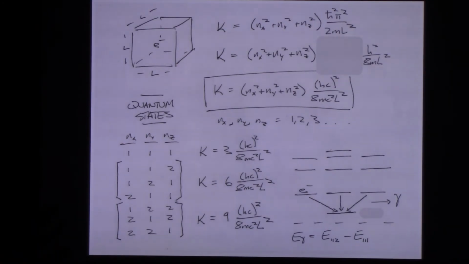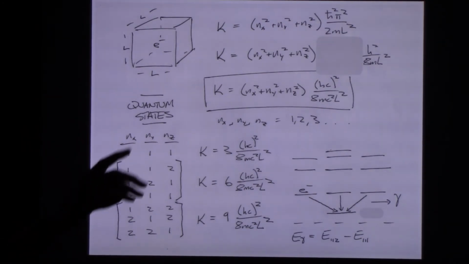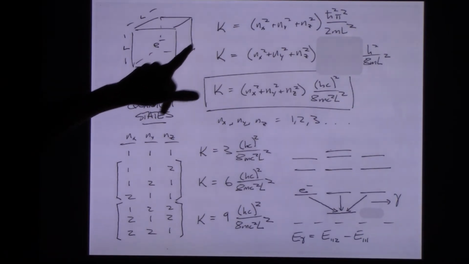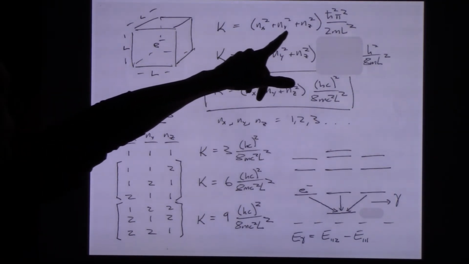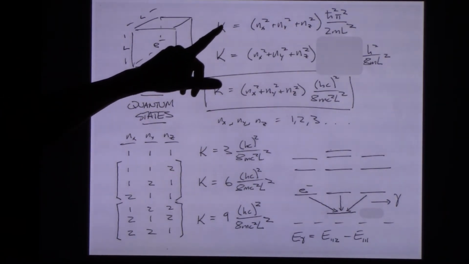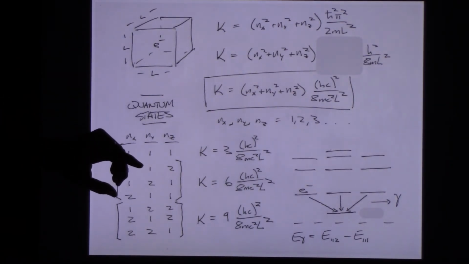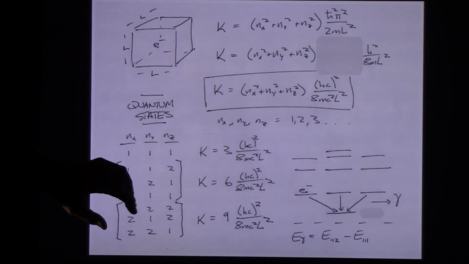Okay, I switched over to kinetic energy. Did you guys catch me on that? So I pulled out the energy formula. Here is that box with the electron inside, and I got these 3 quantum numbers, nx, ny, and nz, ready to go.